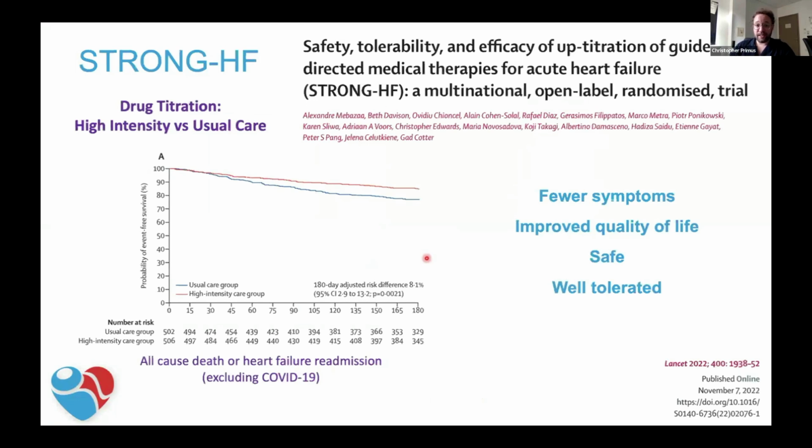STRONG-HF is a clinical trial published in The Lancet showing that versus usual care, if you take a group of individuals who have been an inpatient, are on roughly 50% dose equivalents of all 4 pillars, they do better with fewer symptoms and improved quality of life. This was safe and well tolerated. It's important to recognize that this happened across COVID-19, and so deaths relating to COVID were excluded. But you see this big difference in mortality with an early separation of the curves at just 90 days.